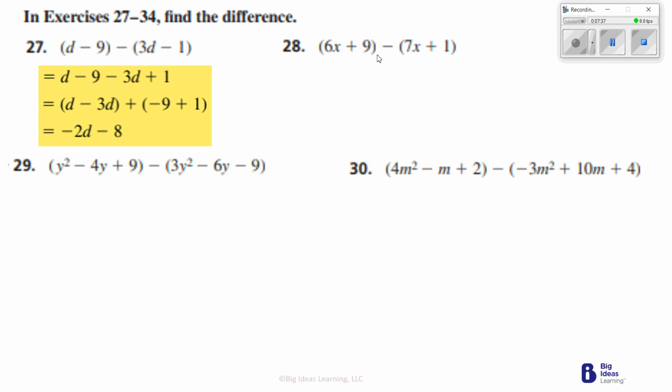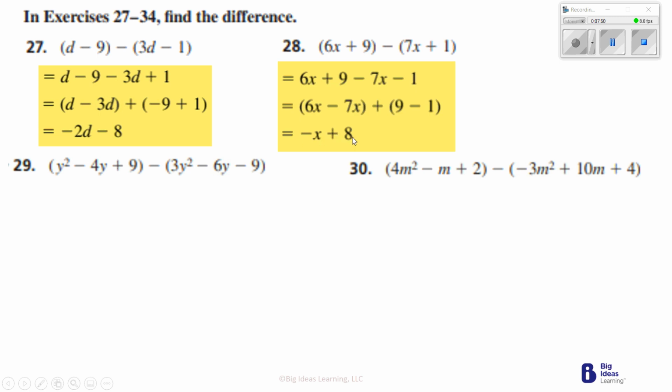Over here we see that, well, if this is a negative 7 plus 6, that will give us negative x. And if this is a negative 1, 9 minus 1 will give us 8. So this should be negative x plus 8.